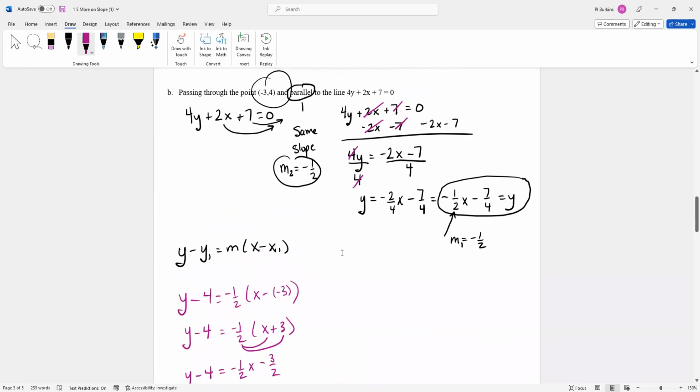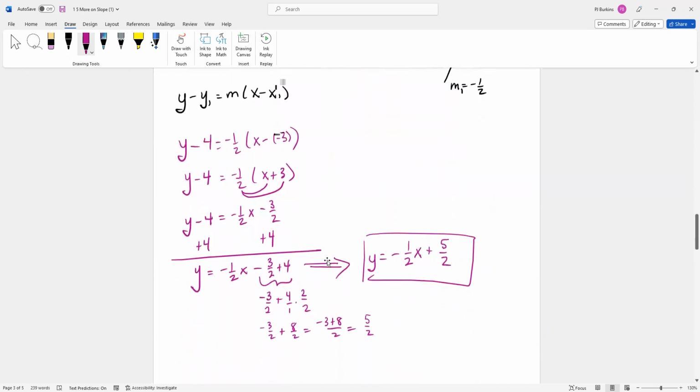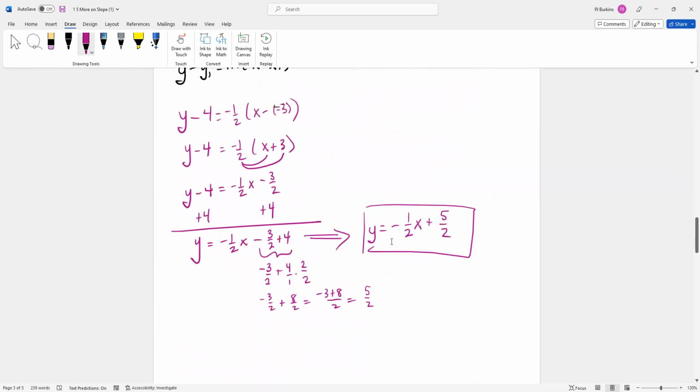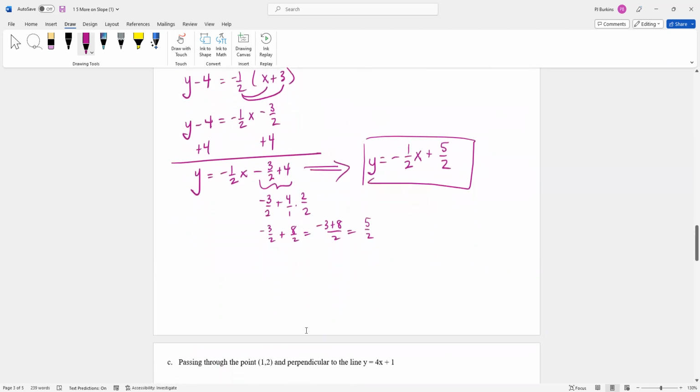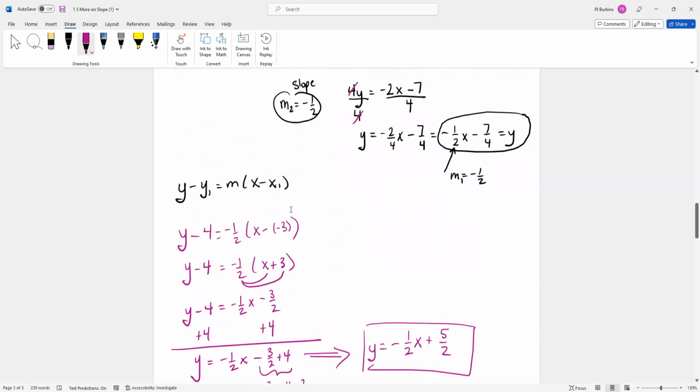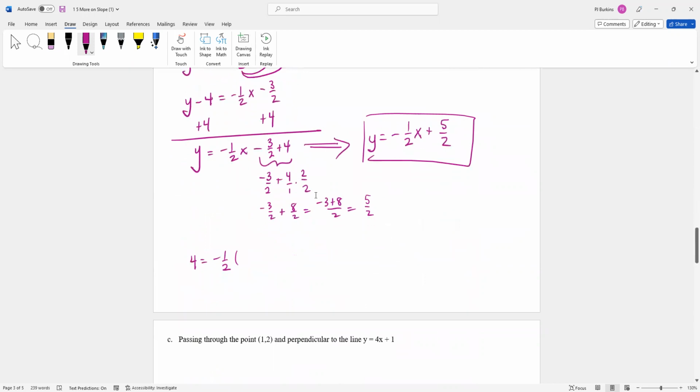And the only other thing we might want to check to make sure we did everything correctly is we can plug -3, 4 back into the equation just to make sure that it works, right? To make sure that we found the line that passes specifically through that point. So let's just do that just to double check. Okay. So y is equal to 4 and x was equal to -3. Yes, -3. Okay.